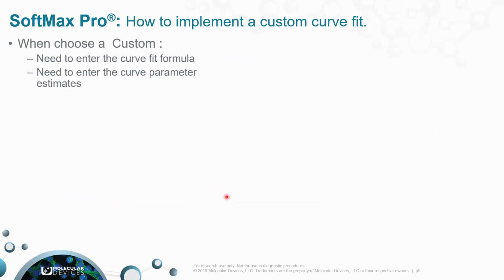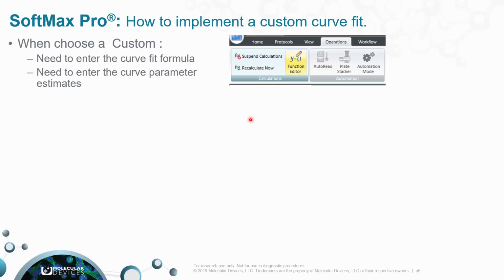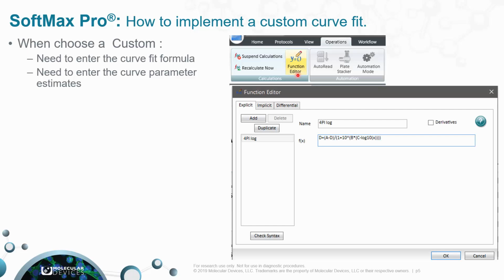Now, if you need to implement another curve fit, you're going to have to enter a custom curve fit. How is it done? First, you will need to go into the Operation tab and select Function Editor. When you select this, the following window will appear. You will then have to enter a name and enter the formula for the new curve fit. You can change the syntax and click on OK.